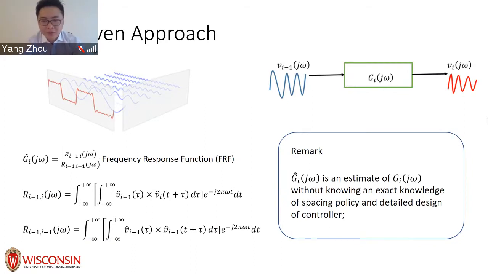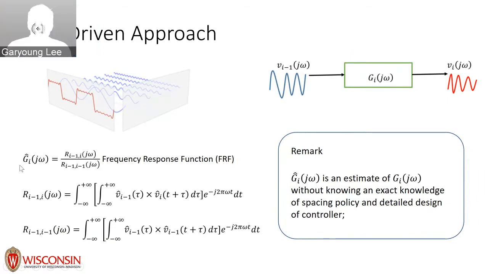Here, signal processing research gives the best H1 estimator of this empirical transfer function from the data perspective, which equals the cross spectrum of the leading and following vehicles divided by the auto spectrum of the leading vehicle speed profiles. This is a data formula, and we call this the empirical transfer function, or frequency response function. Here I want to put some remarks.